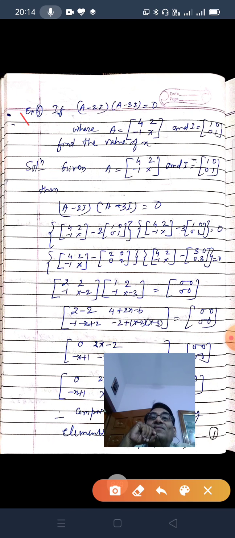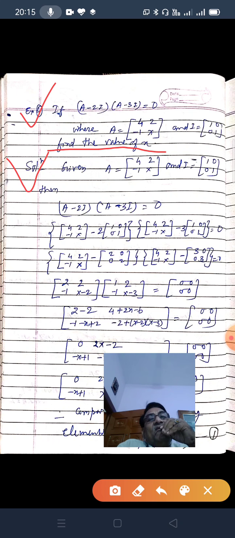Now example 4. It is given here, if A minus 2I into A minus 3I is equivalent to 0, where A is one matrix, that is 4 2 minus 1 and x, and I is 1 0 0 1. Find the value of x. You have to find out the value of x. Solution is there. Here it is given A is 4 2 minus 1 and x, and I is equal to 1 0 0 1. Then A minus 2I into A minus 3I is equal to 0.